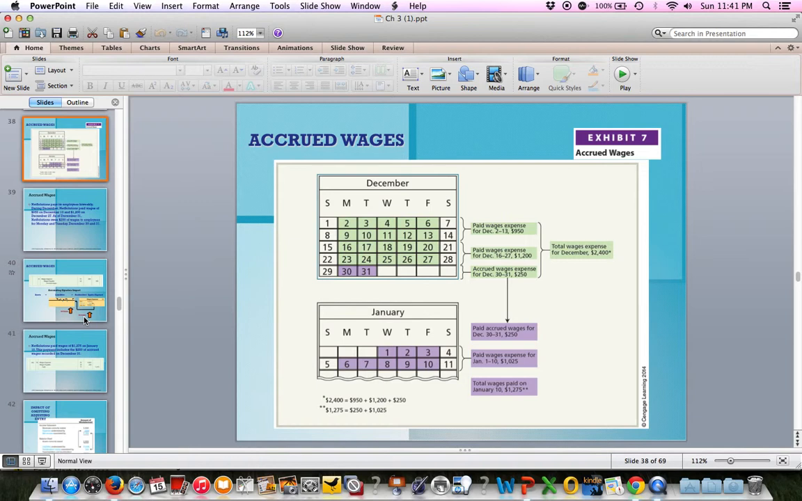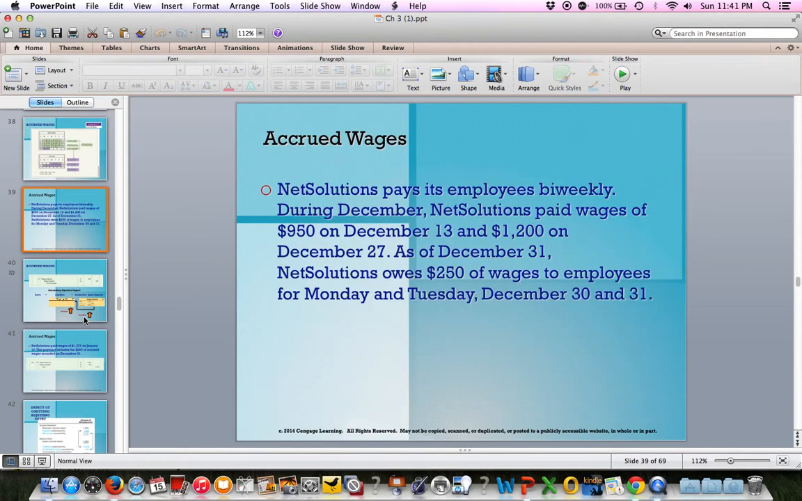Okay, but when I stop on December 31st to do my financial statements, I have to stop and recognize the fact that I got to record an entry for 2 days worth of expenses in December that won't get paid until January. Okay, that's an accrued wage. There's all kinds of examples of accrued expenses.